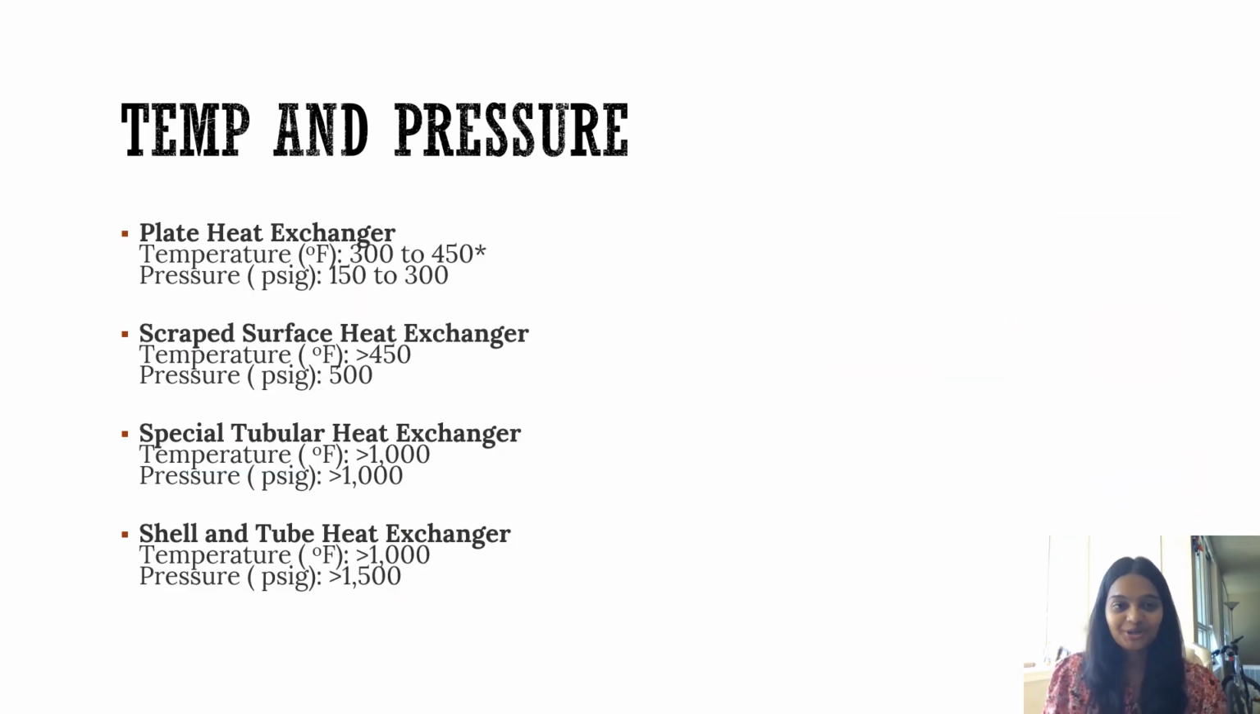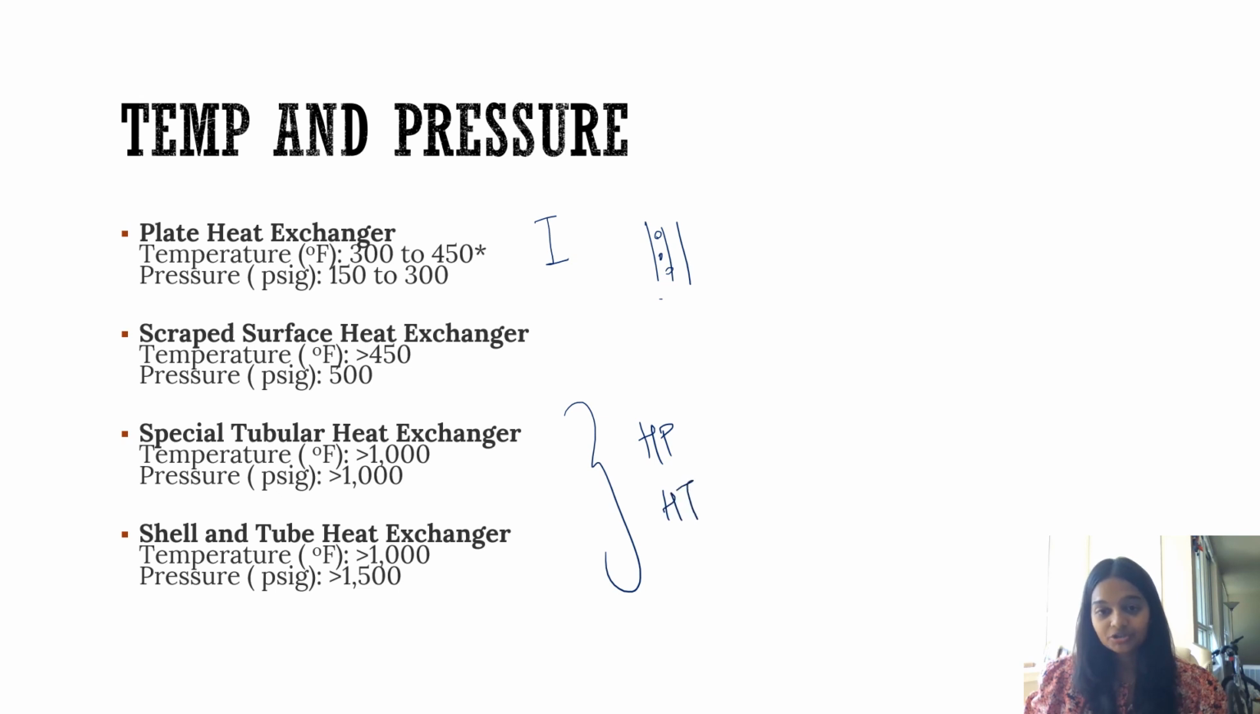Now, based on temperature and pressure, for lower temperatures and lower pressures, you can use the plate heat exchanger. If you use higher pressure, what will happen? The plates are compactly packed, and there might be vapor formation in between, and it will lead to very poor heat performance. So the plate heat exchanger is used for lower pressure and lower temperatures, about 450 Fahrenheit. The scraped surface one works at slightly higher pressure, and for high pressures and high temperatures, it is advisable to use the special tubular heat exchanger and the shell and tube heat exchanger.